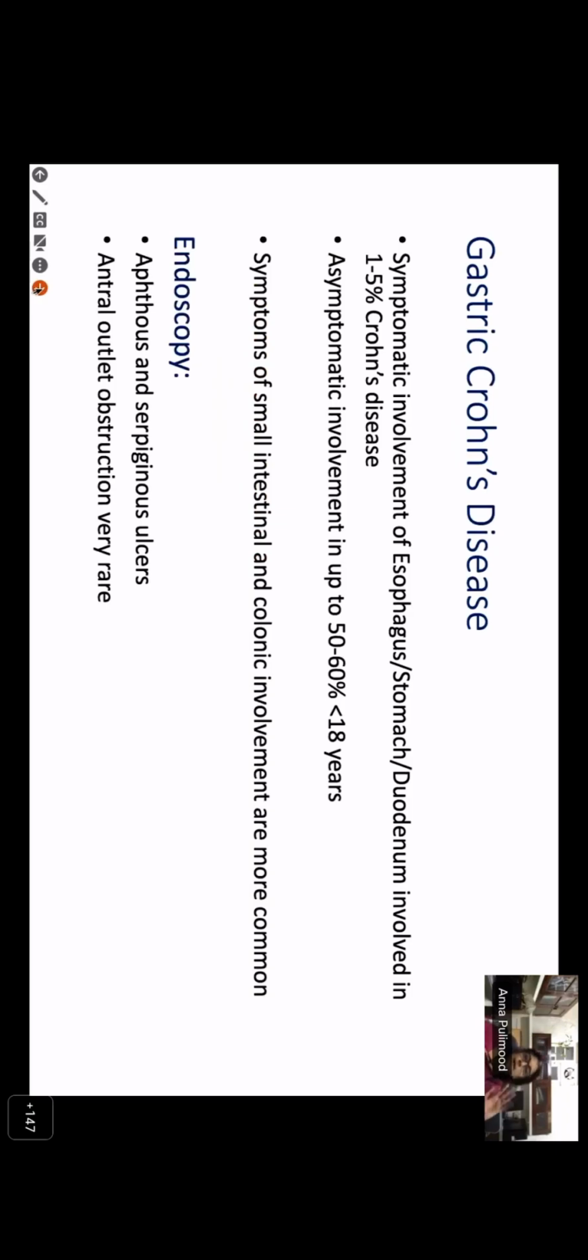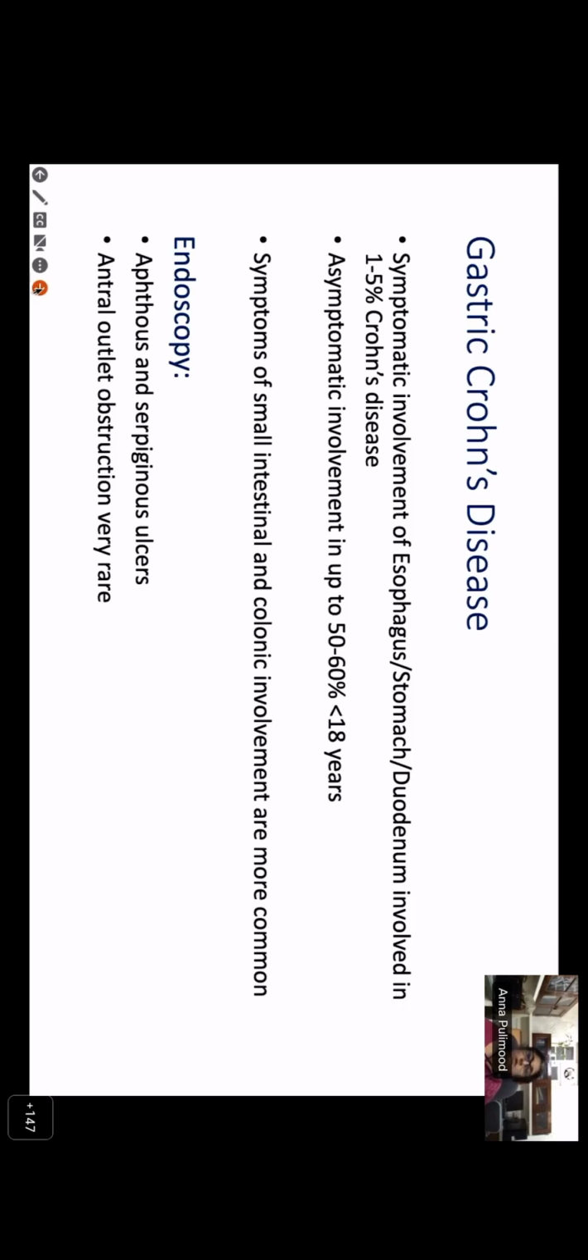But basically, the upper GI tract is not usually involved in Crohn's. It's symptomatically involved only in 1 to 5% of Crohn's disease. But asymptomatic involvement, like in this patient, there were no upper GI symptoms, but there were granulomas, activity, chronic inflammation. That may be seen in a large number of patients with Crohn's disease. This is more common in children than in adults.